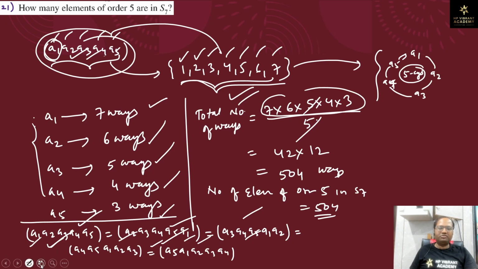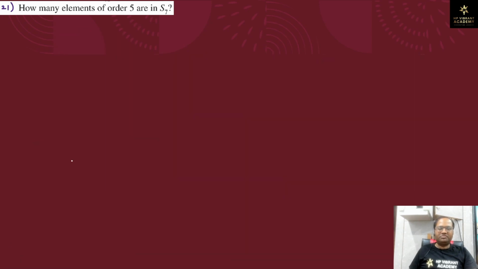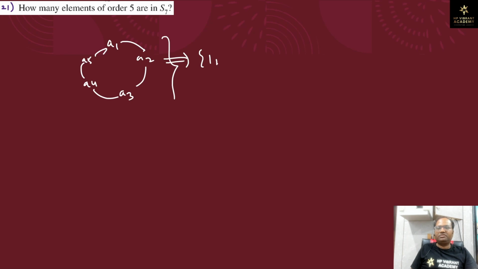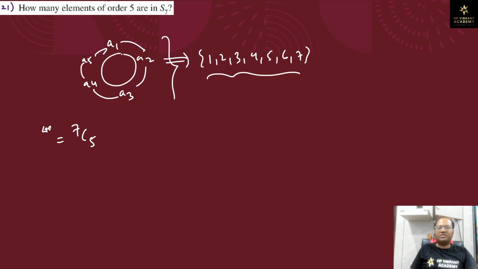There is one more method to solve this. So we have the elements of order 5 in this particular fashion A1 A2 A3 A4 A5 like this. These elements are selected from a set that is 1 2 3 4 5 6 and 7, a 7 element set. So let us use the concept of combination. We have to select 5 elements from a 7 element set. So 7C5 is the total ways of selection, and this is nothing but a cyclic permutation, and cyclic permutation is n minus 1 factorial.